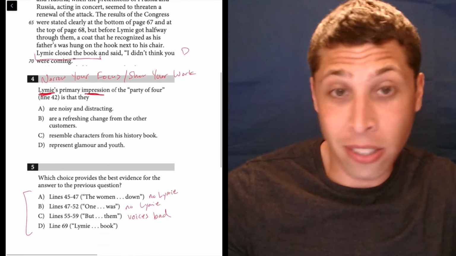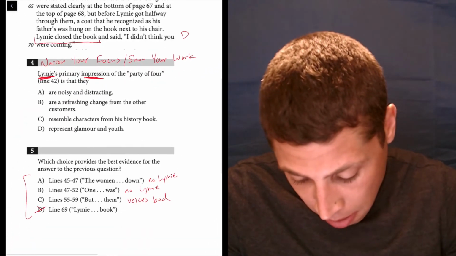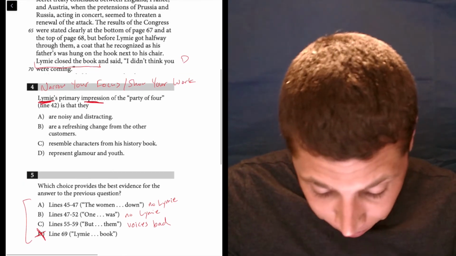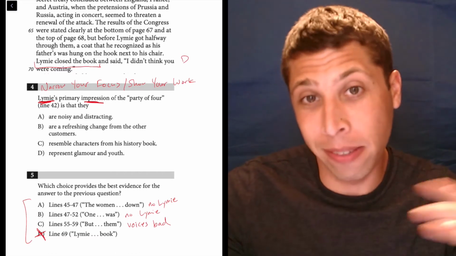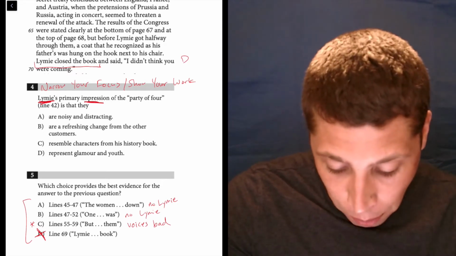So this is definitely wrong, because it's not even about the party of 4. So it's about Limey, but it's not about the party of 4 at all. So it doesn't make any sense. So we've got 3 choices that might be right. One of them kind of stands out as my favorite. That's choice C. But let's see if we can find a match now. Now we go to number 4.